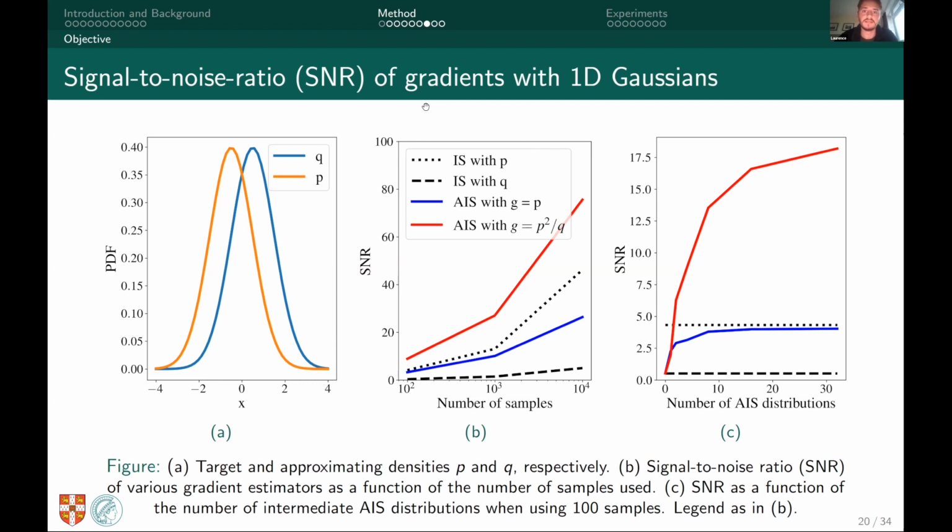And on the furthest right-hand plot, what we see is that as we increase the number of intermediate distributions in our annealed importance sampling procedure, the signal to noise ratio of our gradients carries on improving. And if P was our target, then the signal to noise ratio is approaching that of P. So it's becoming almost as good as if we could just sample directly from P. And if we use this optimal P squared over Q distribution, we can actually do a lot better even than with samples from P.